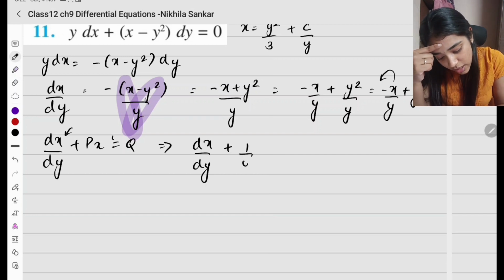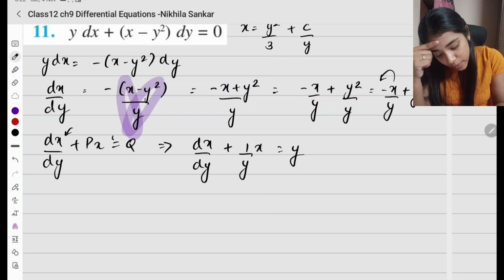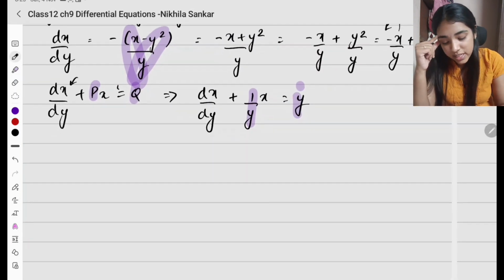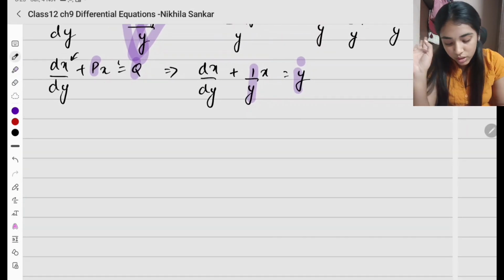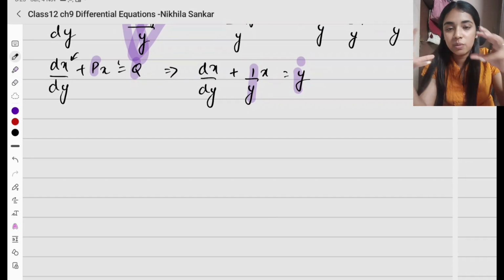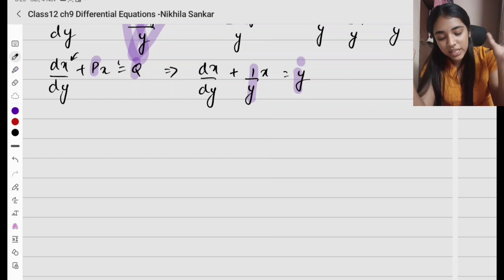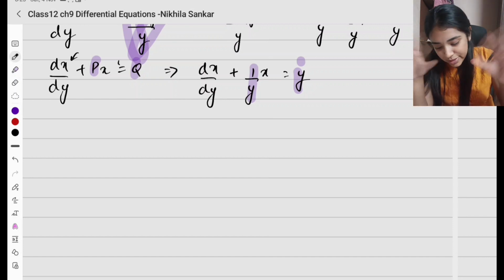So I need plus 1 by y into x equals y. I have written it in this form, so this is going to be my p and this is going to be my q. Okay, please don't make mistakes with x and y. Once you write it by looking at that, you can do the sum, that's all. The first step, the formation of the equation, is a bit tedious. But if you find dx by dy or dy by dx, the rest is easy.